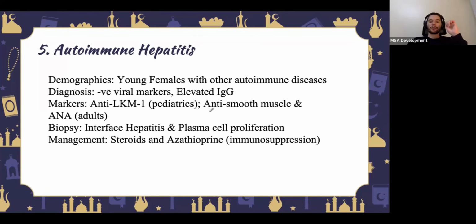Remember the markers. For females specifically, or for adults specifically, remember anti-smooth muscle antibody. This is very important for autoimmune hepatitis. For pediatric populations, you could take a look at anti-LKM1. That's for autoimmune hepatitis in females and in adults. If the anti-smooth muscle is positive and it's in the question stem, that's 100% autoimmune hepatitis.